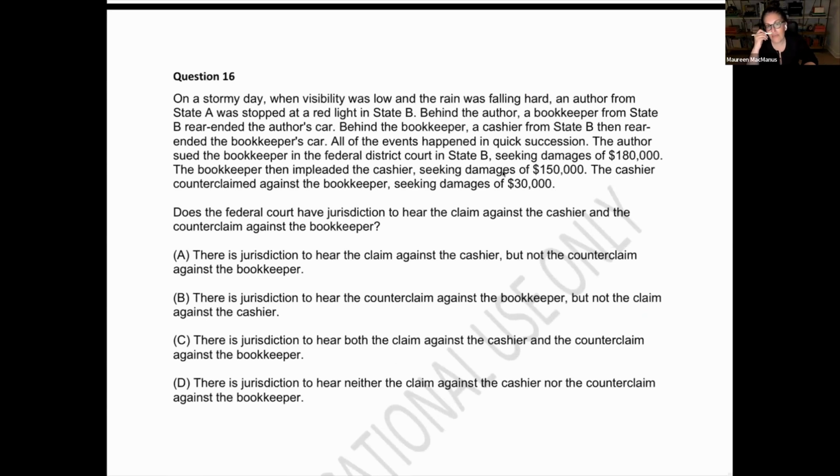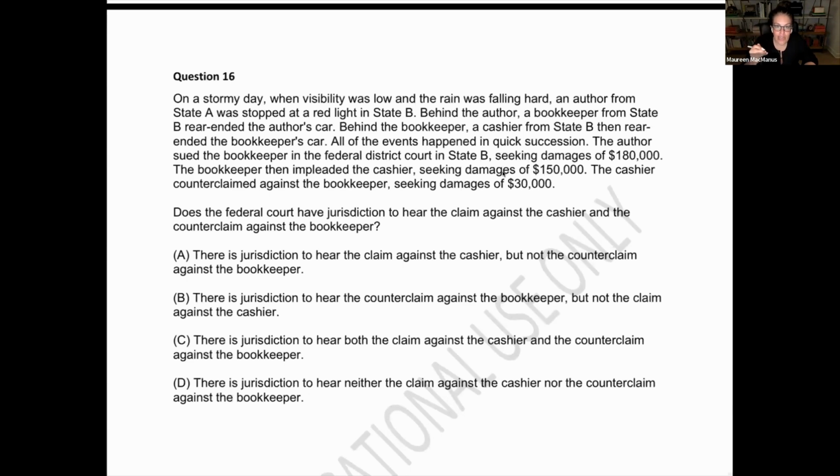On a stormy day when visibility was low and the rain was falling hard, an author from state A was stopped at a red light in state B. Behind the author, a bookkeeper from state B rear-ended the author's car. Behind the bookkeeper, a cashier from state B then rear-ended the bookkeeper's car. All of the events happen in quick succession, meaning they all arise out of a common nucleus of operative fact. The author sued the bookkeeper in the federal district court in state B, seeking damages of $180,000. The bookkeeper then impleaded the cashier, seeking damages of $150,000.